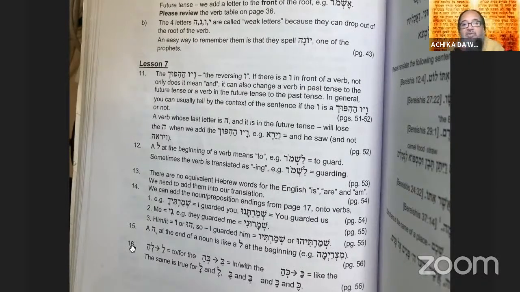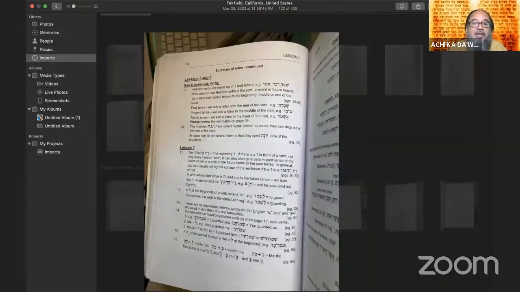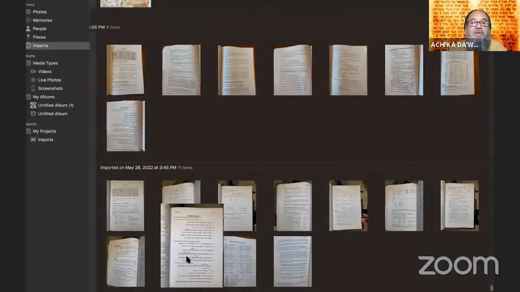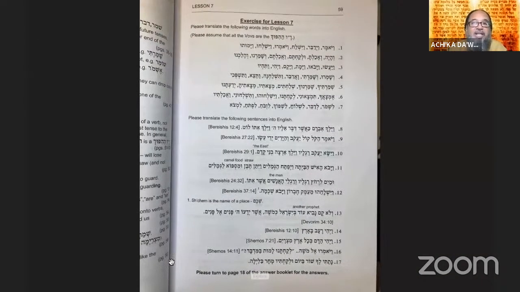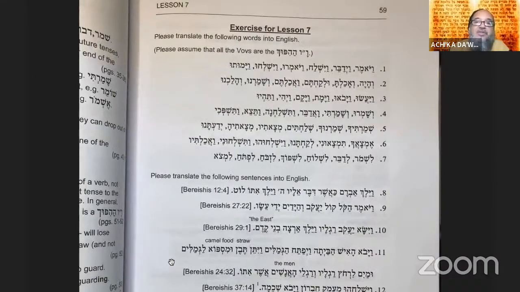So these rules right here are summarized where you can go over them again and kind of refresh yourself. You have these pages. If you don't have them, let me know and I can send them to you. Okay. Because I want you to get better at it. Also, you're going to have a lesson, an exercise. And so during this next week, I want you to take the time to do your lesson.